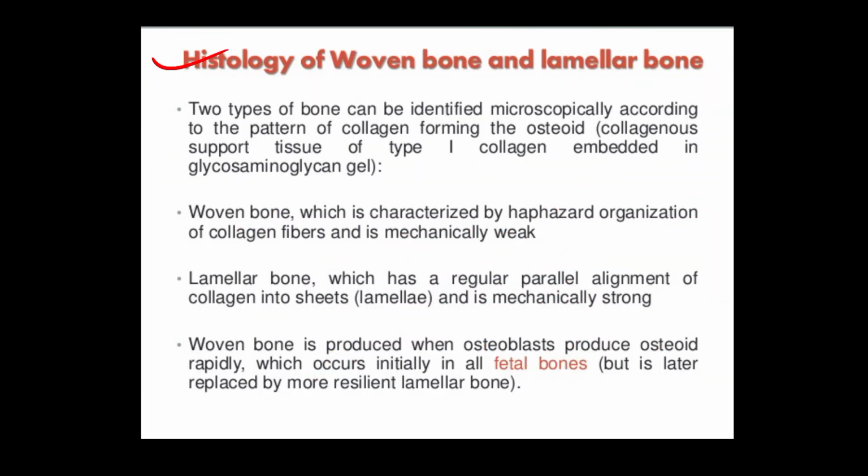Now, histology of woven bone and lamellar bone: the two types of bone can be identified microscopically according to the pattern of the collagen forming the osteoid, the collagenous support tissue of type 1 collagen embedded in glycosaminoglycans. Woven bone is characterized by haphazard organization of collagen fibers and is mechanically weak. Lamellar bone has a regular parallel alignment of collagen into sheets or lamellae, and it is mechanically strong. So lamellar means mature bone, but non-lamellar means haphazard organization of collagen fibers and it is mechanically weak.